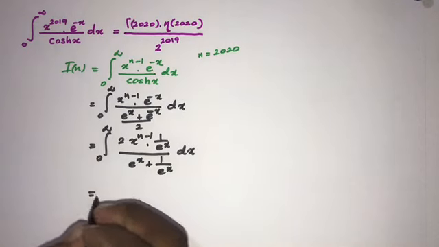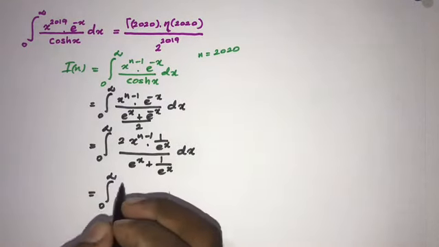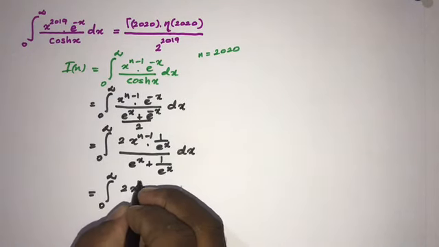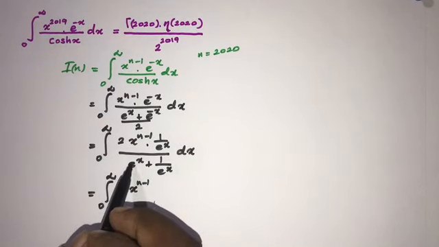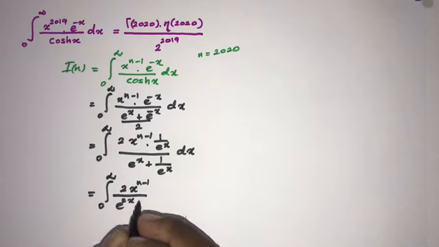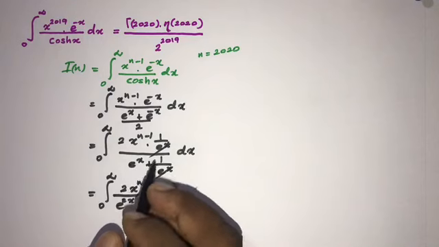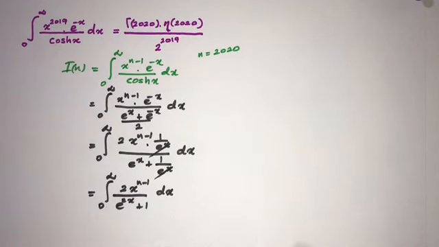And now we can write the integral from 0 to infinity of 2 x to the n minus 1 over e to the 2x plus 1, because the e to the x gets cancelled, dx.